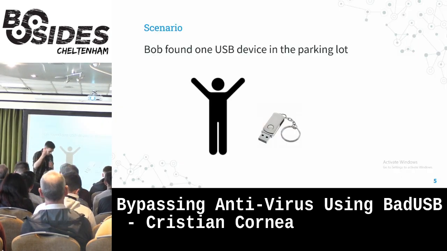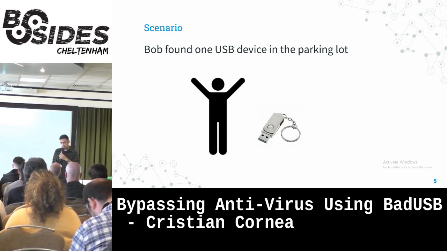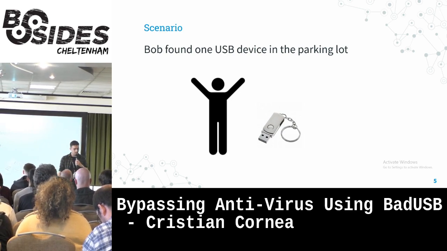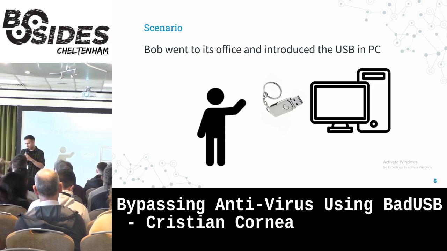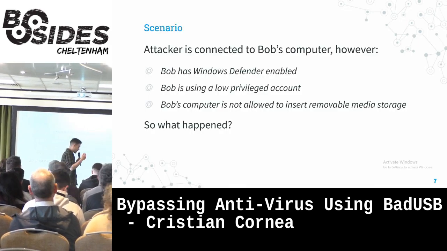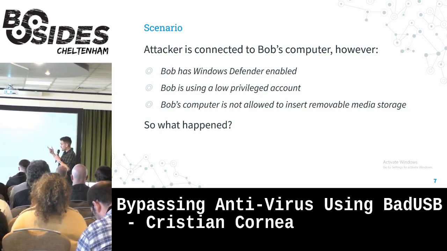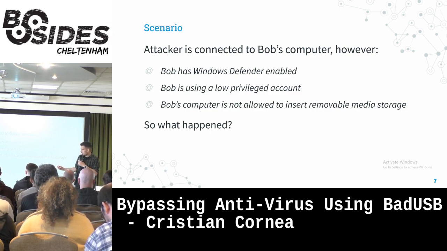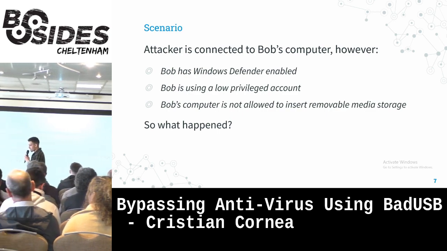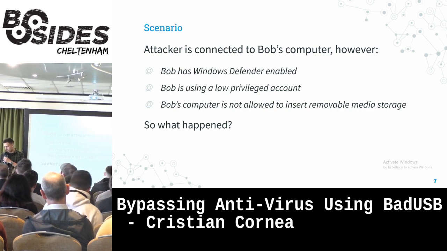So let's move forward. We have the following scenario. We have Bob. Bob works at, let's say, an insurance company. Bob goes to the parking lot to smoke a cigarette. Bob finds a little device on the floor, and he picks this device up. Once picked up, Bob will go to the office and plug that device into his computer. What happens next is basically the following. An attacker is now connected to Bob's computer. Basically, it's connected to the organization that Bob is working for, which means that the attacker has initial access to that company. But how did this happen? Because Bob has Windows Defender enabled, Bob is not an administrator on the workstation, and the company policy says that removable media storage is disallowed. So, let's see, because the answer for all of those questions will be in the presentation.